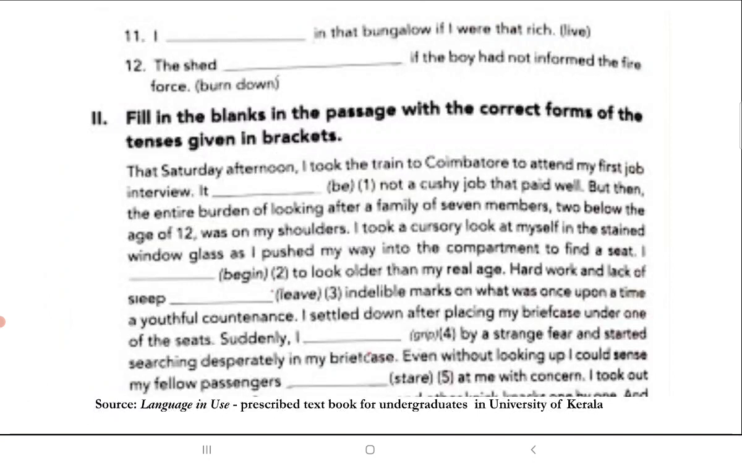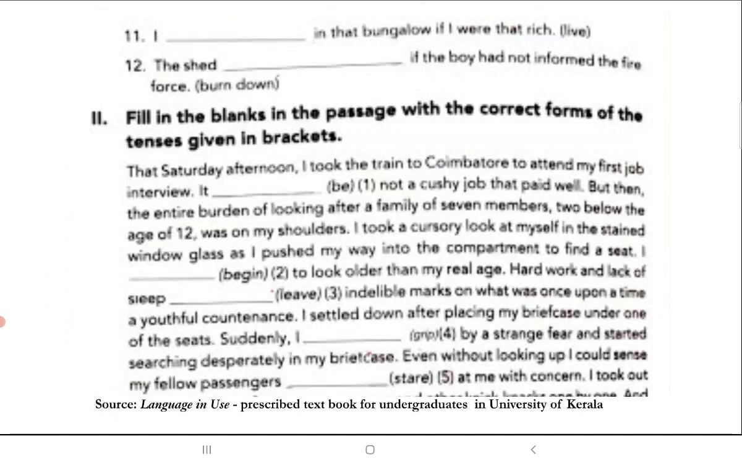Anyway, fill in the blanks in the passage with the correct forms of the tenses given in the brackets. That Saturday afternoon, I took the train to Coimbatore to attend my first job interview. It dash not a cushy job that paid well. It was not a cushy job that paid well.